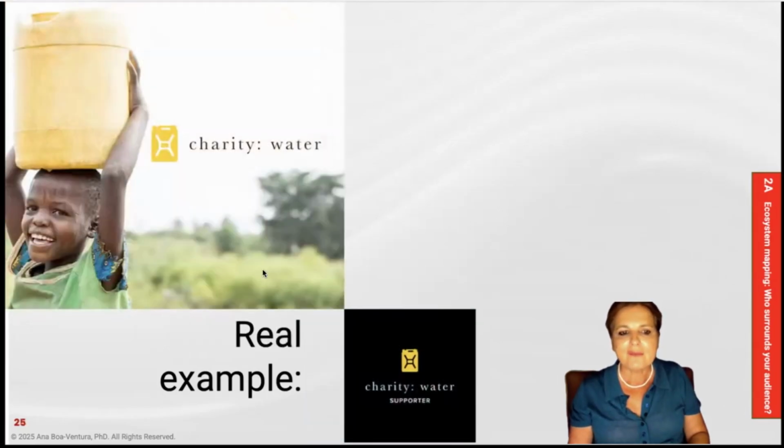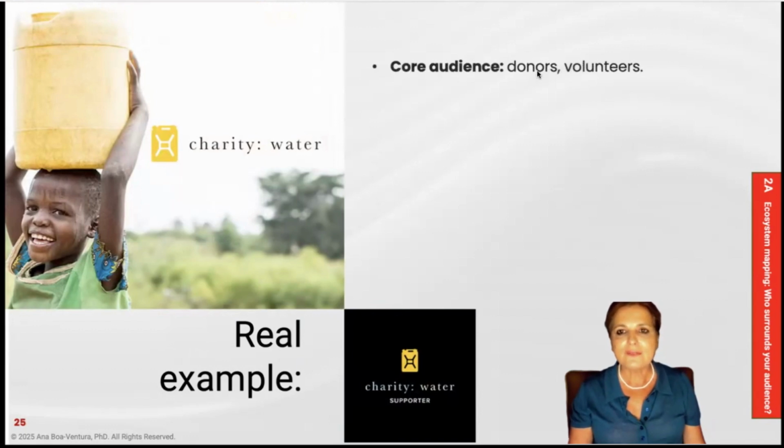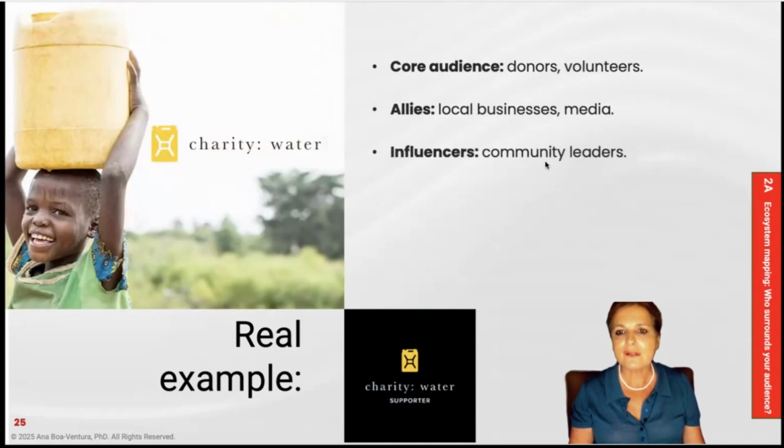Here's another example, and this is a real one. We talked about this charity: water, right, that Scott started. And in this case, the core audience are the donors, the volunteers, the allies are local businesses and media, the influencers are community leaders, so quite different from the yoga studio, right? So this is the ecosystem, a possible one for the charity: water nonprofit.